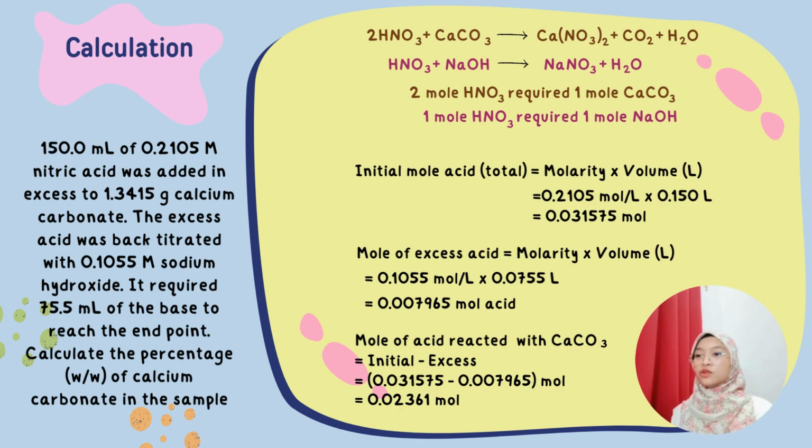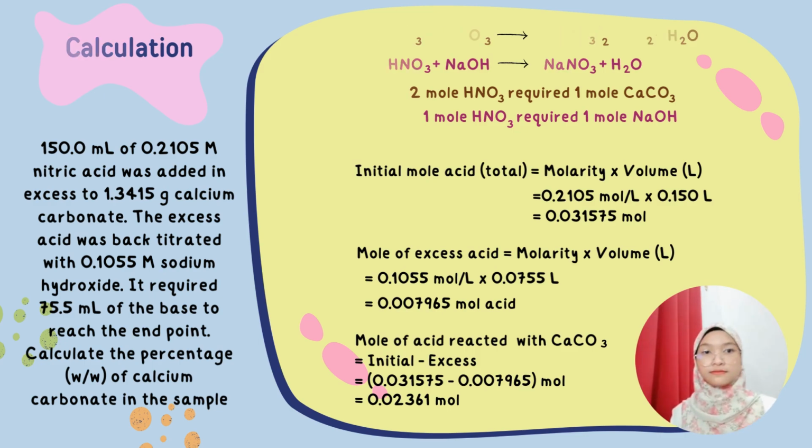The initial total mole of acid we can calculate by molarity times volume, and we got 0.031575 mole. For the remaining excess mole during back titration, we can also calculate by molarity times volume, and we got 0.007965 mole of acid. For the mole of acid reacted with CaCO3, we calculate the initial mole minus the excess mole, and we got 0.02361 mole.